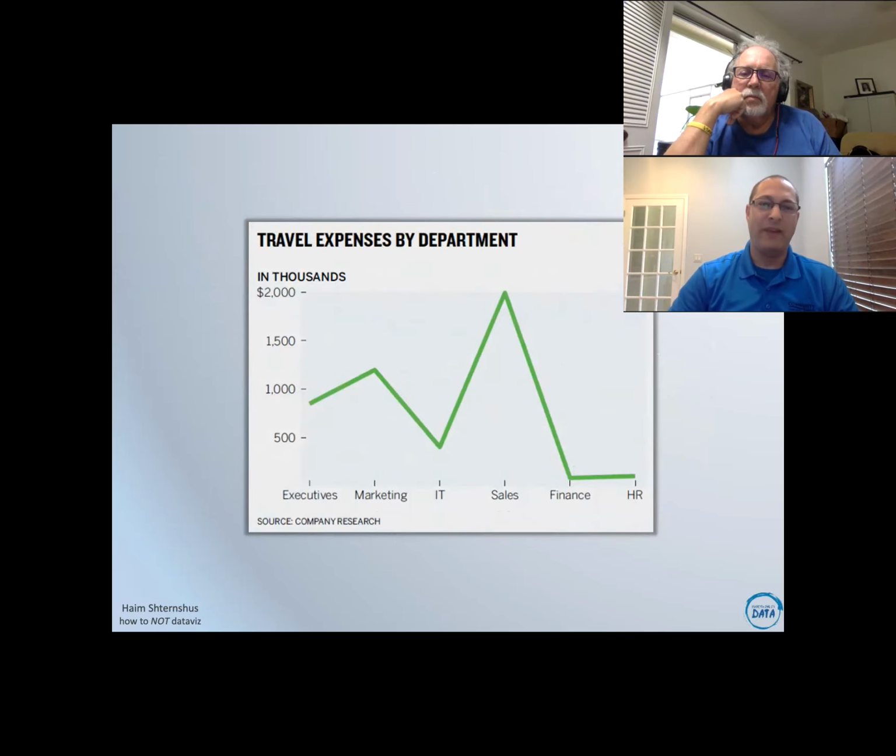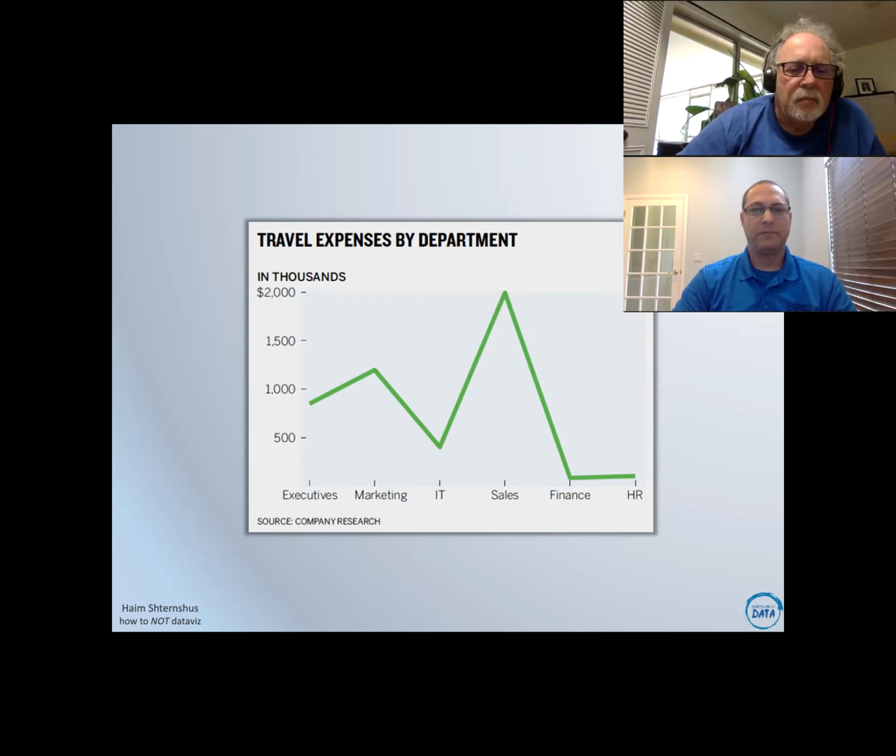So now we have another example, and I would like you to look at the 2 axes and tell me what you think about this graph when you look at it. What are your thoughts? There is no real timeline here, so it gives the illusion of time, but there is no such thing. Right, it gives the illusion that sales is using all the travel expenses. That's always the case, yeah. But yeah, you're absolutely right.